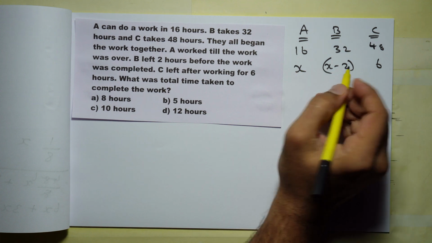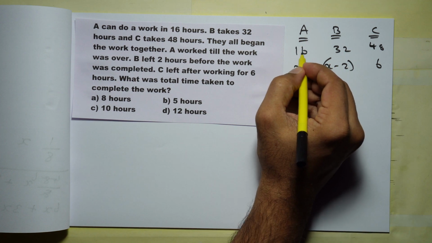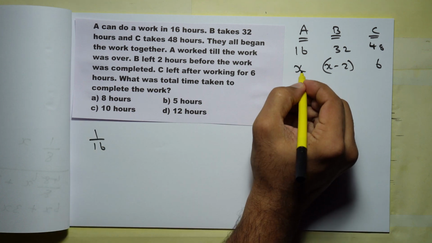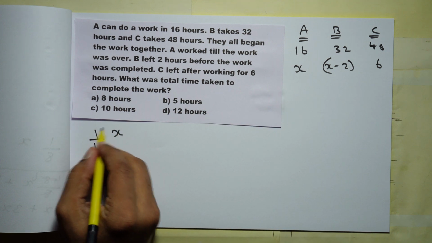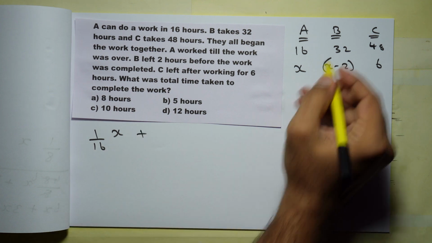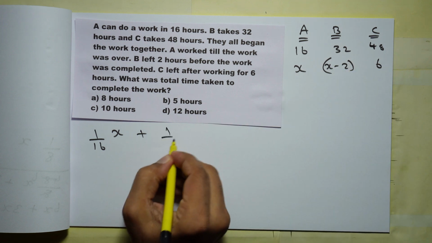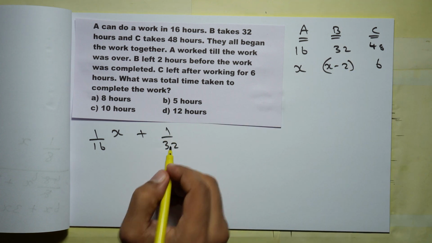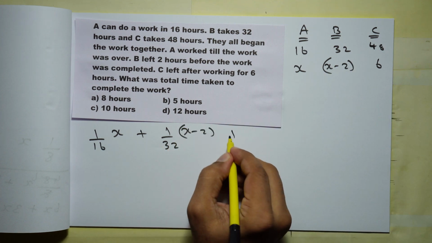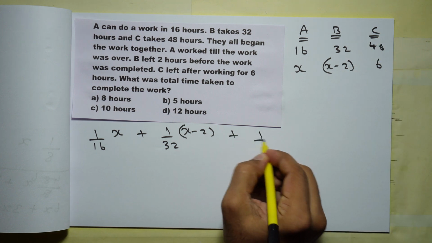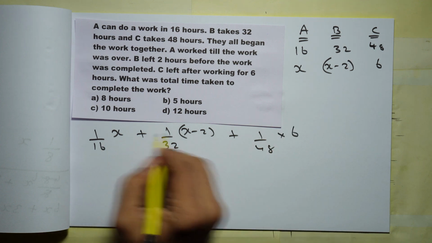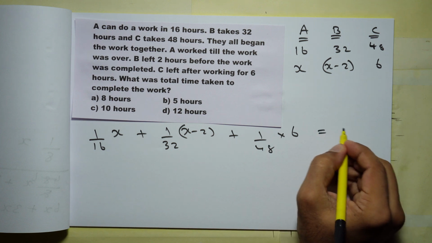So we'll form the equation. Now A can complete the whole job in 16 hours, which means that every hour A will do 1 by 16th of the work, like that for x hours. So this is the total contribution of A. Next we will look at the contribution of B. That is 1 by 32 part of the work, like that for x minus 2 hours. Plus work done by C will be 1 by 48th of the work per hour, like that for 6 hours. And like this the whole work was completed in x hours, and the whole work can be considered as 1.